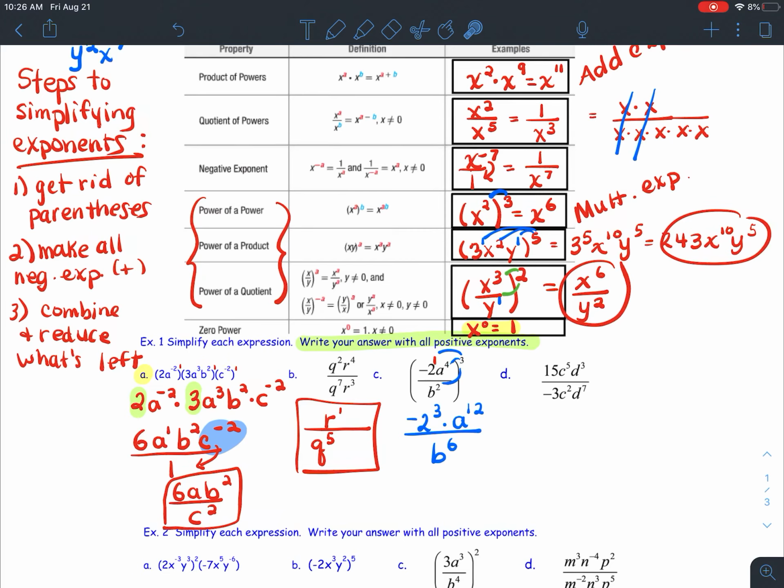Okay, the one thing that you should do is you should never leave a number raised to a power. We always want to figure out what that is. So if you don't know what negative 2 to the 3rd power is, you could type it into your calculator. It is negative 8, and that's how you should write that when you write your final answer.